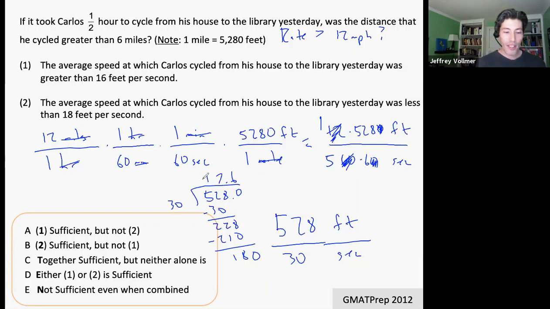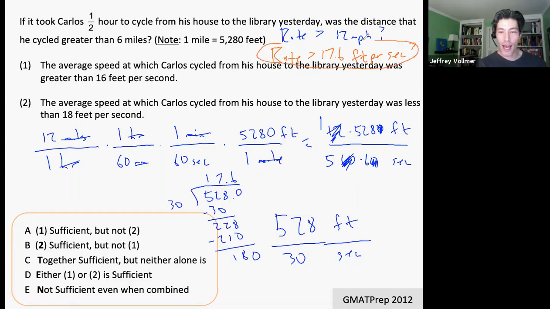And if 12 miles an hour is the same as 17.6 feet per second, I can actually rephrase this question, I'll put it in a different color, to something like this. Hey, was Carlos's rate greater than, not 12 miles an hour, but 17.6 feet per second? And that's kind of the key rephrase here. Yeah, a little time consuming, but this is not an easy problem. This is a tough one. So is the rate greater than 17.6 feet per second?